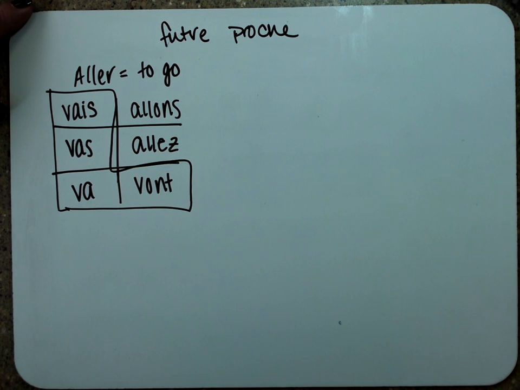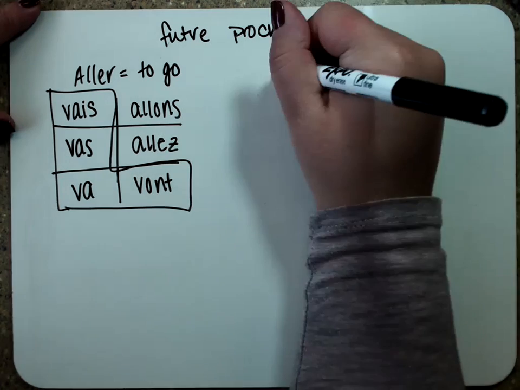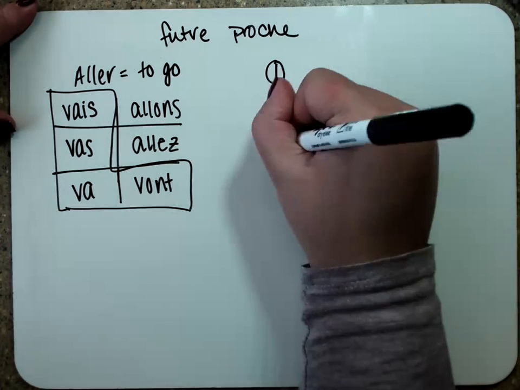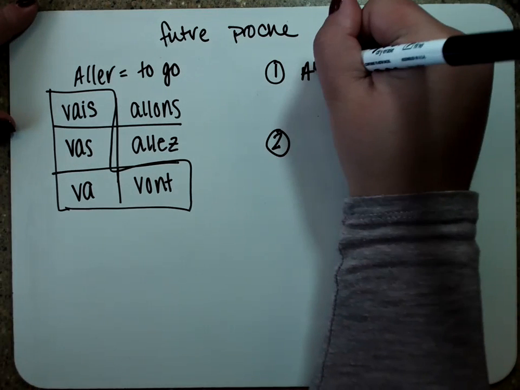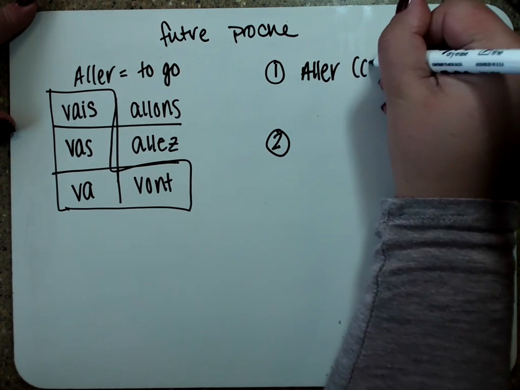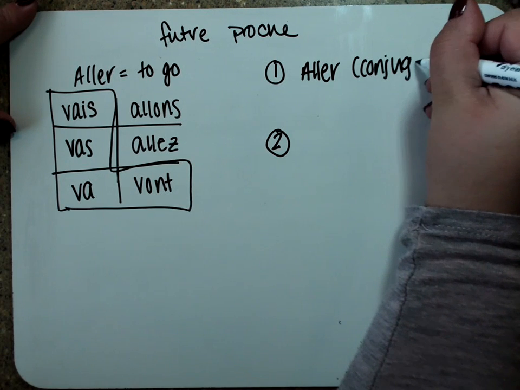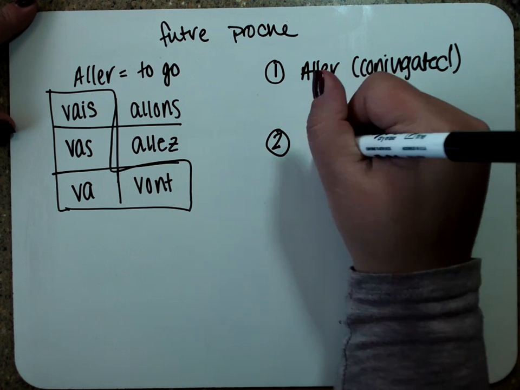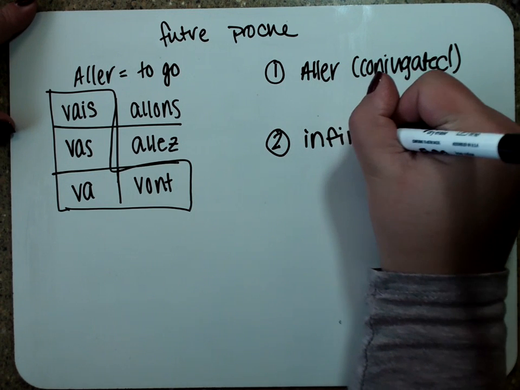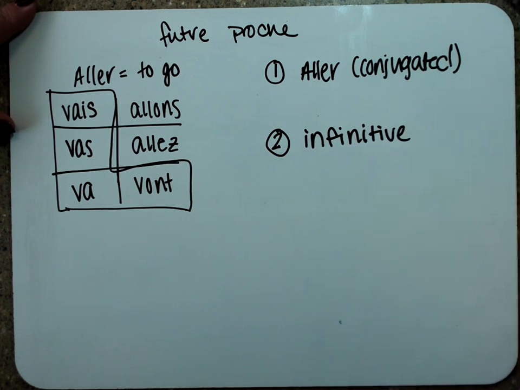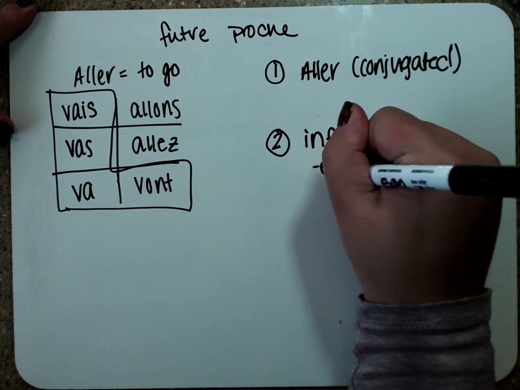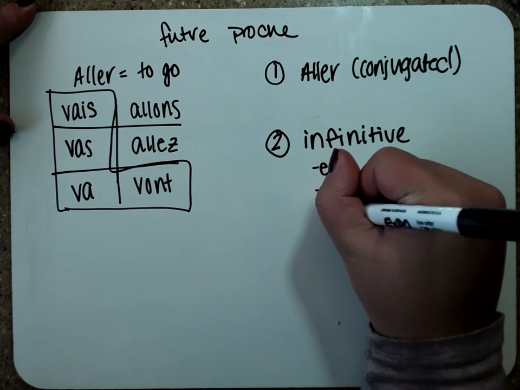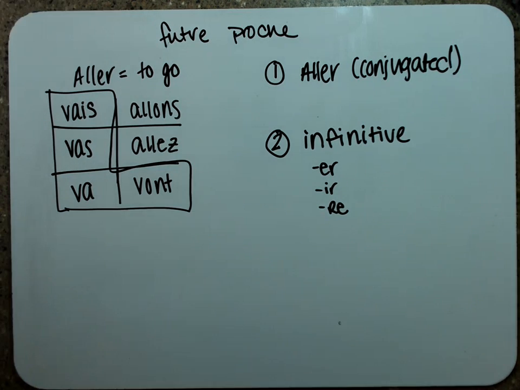So now let's talk about the futur proche. So to form the futur proche, there's actually only two steps. The first step is that you need the verb aller, and you need to conjugate it. So we've got aller, and we need it conjugated. And then the second step is we need an infinitive, meaning we need a verb that ends in either ER, IR, or RE. So that's it on how to form the futur proche.